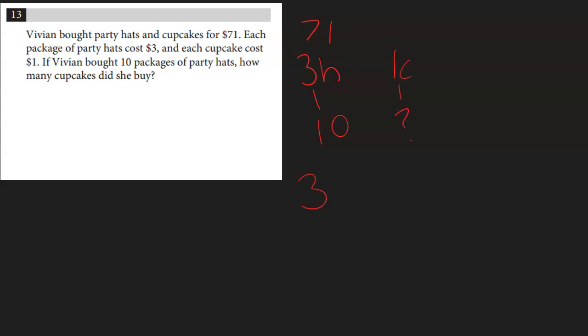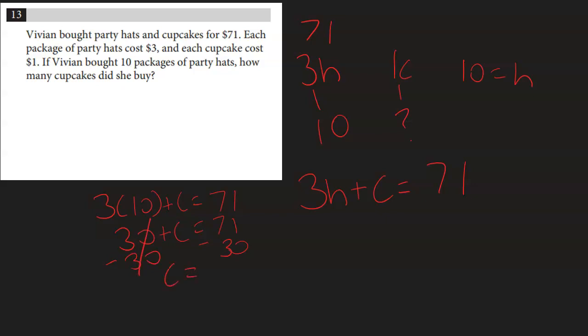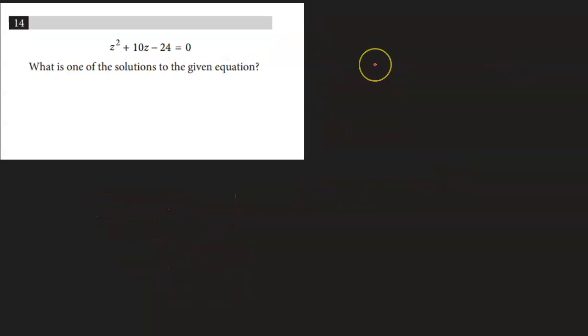So basically, the equation would be 3H plus C equals the $71 that she spent total. And we know that she bought 10 packages of hats, so 10 equals H. So let's plug that in. We know that it's 3 times 10 plus C equals 71. 30 plus C equals 71. Take away the 30 from each side, and C equals 41, and that's how you solve for the amount of cupcakes.